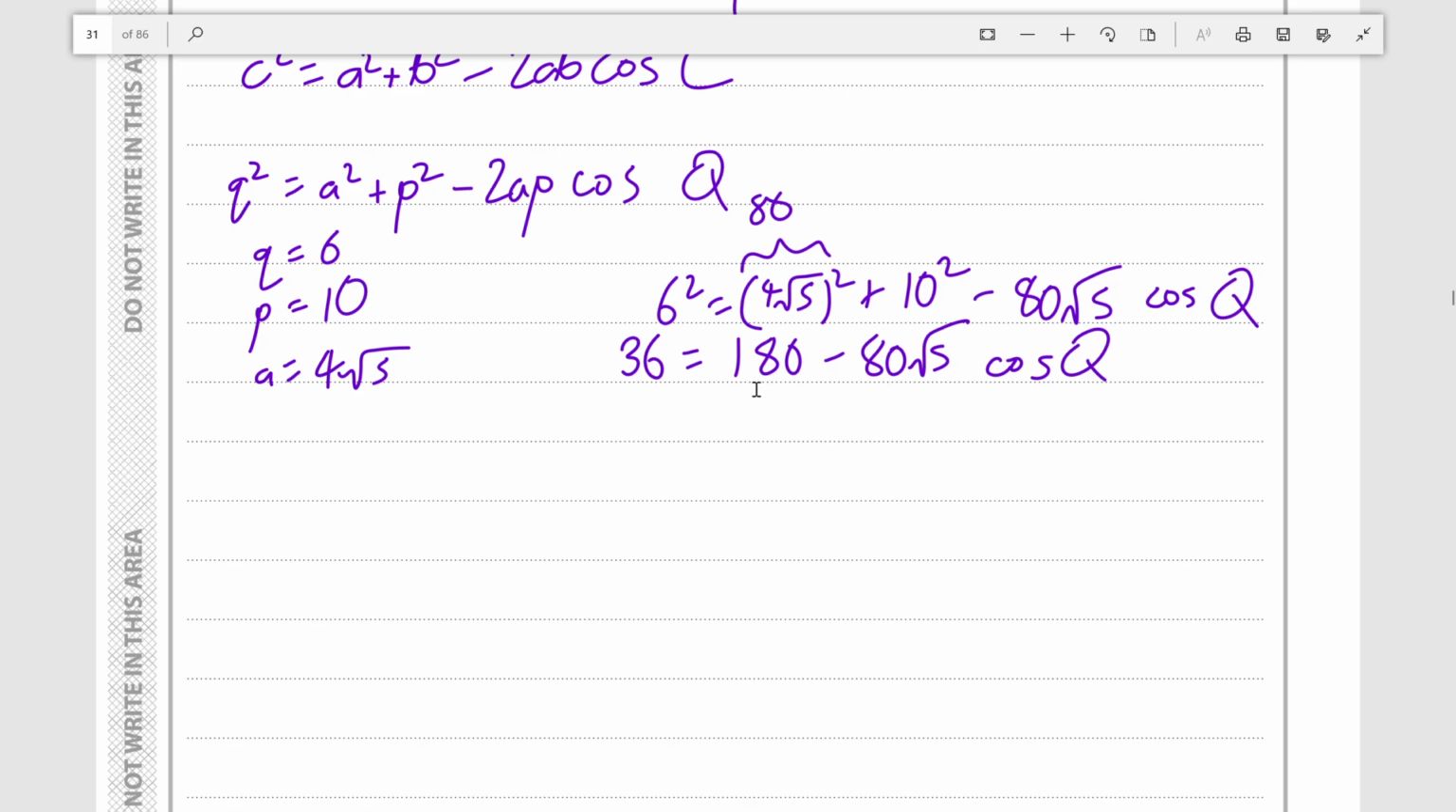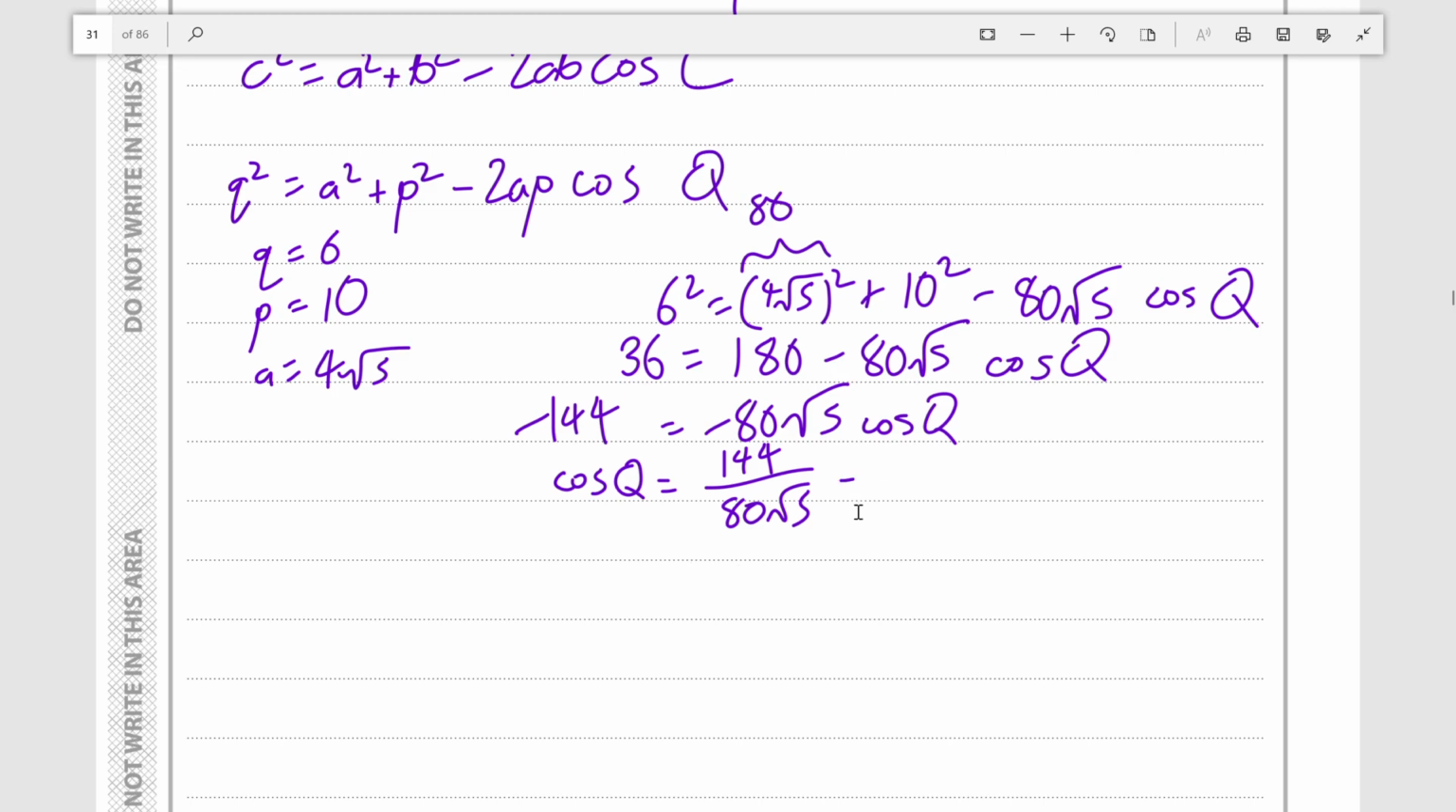subtract 180 from both sides so that we are left with just the cos q term, and you get minus 144 is equal to minus 80 root 5 cosine q, and then divide both sides by minus 80 root 5 to get cosine q is equal to 144 over 80 root 5. And this is equivalent to, as both sides are divisible by 8, I believe, so you can cancel stuff out, and you will get 18 over 10 root 5, and yes, we can cancel this more to be 9 over 5 root 5.